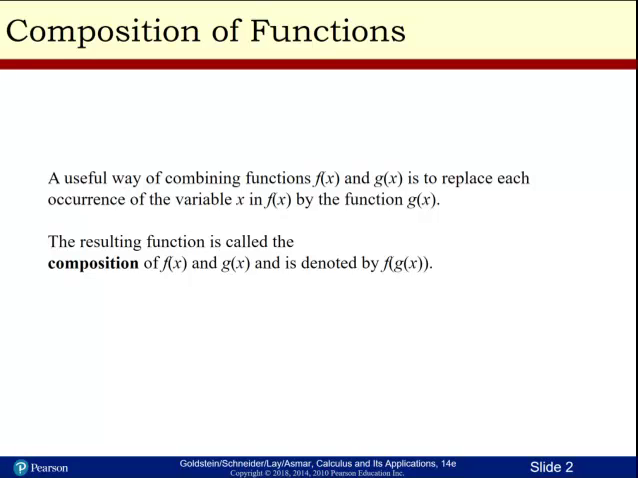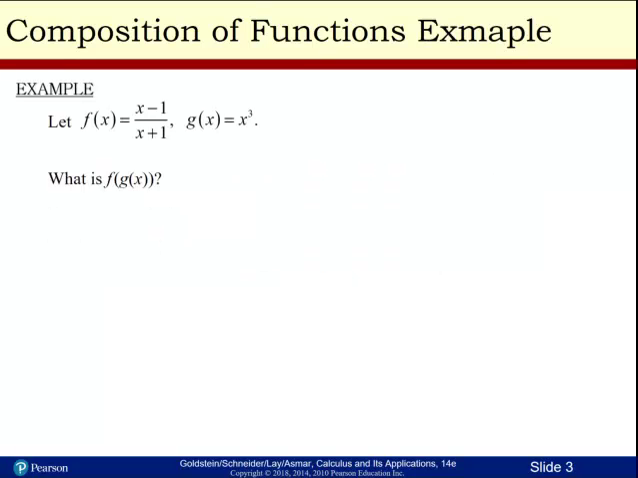A useful way of combining functions f of x and g of x is to replace each occurrence of the variable x in f of x by the function g of x. The resulting function is called the composition of f of x and g of x and is denoted by f of g of x. So let's look at an example of composition of functions.